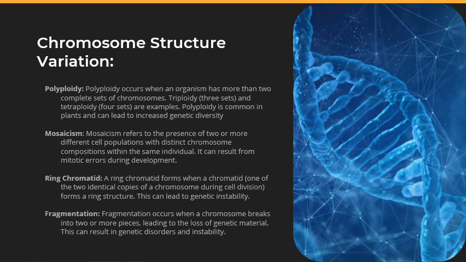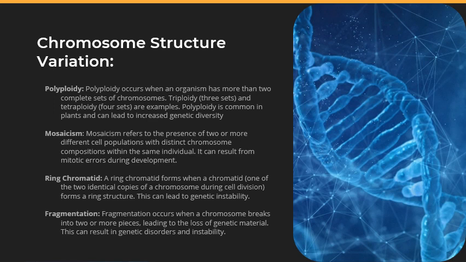Okay, let's move to our third one on our slide, the ring chromatid. So, by definition, a ring chromatid forms when a chromatid, one of the two identical copies of a chromosome during cell division, forms a ring structure. This can lead to genetic instability. Ring chromatids can arise due to chromosomal breaks, and these breaks and rearrangements can occur spontaneously or due to external factors.